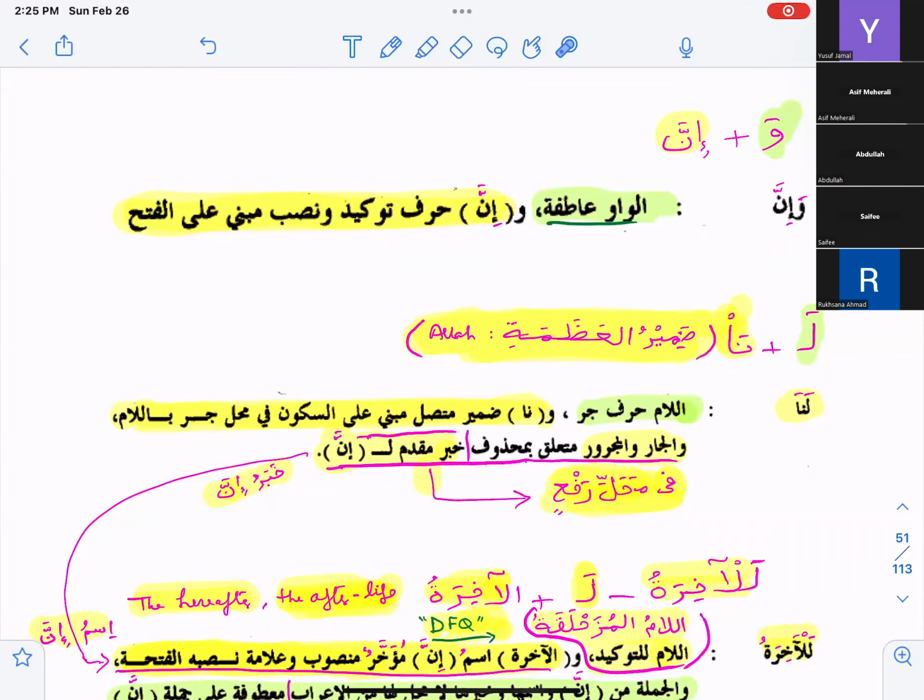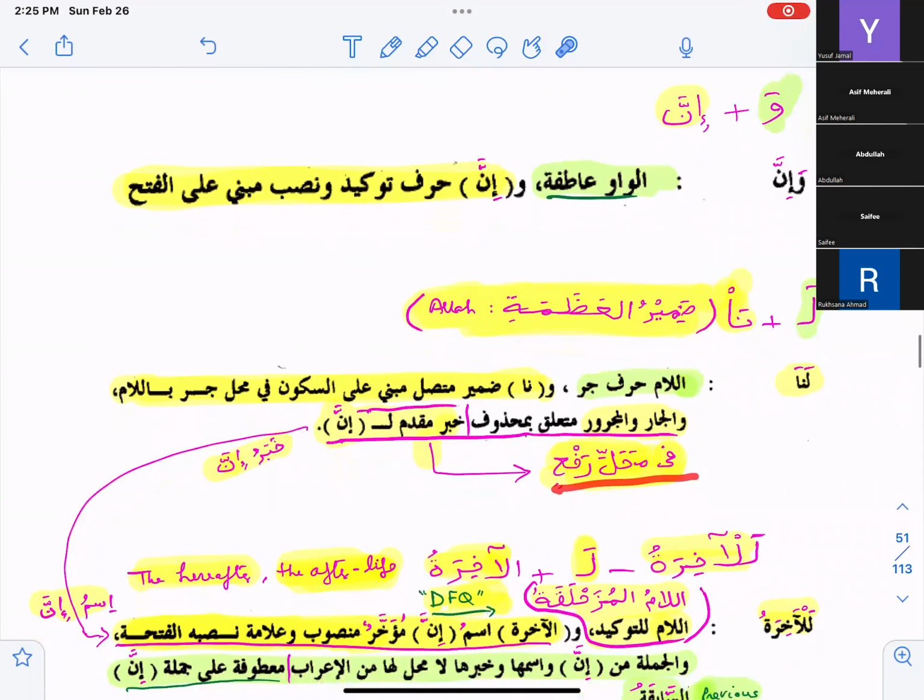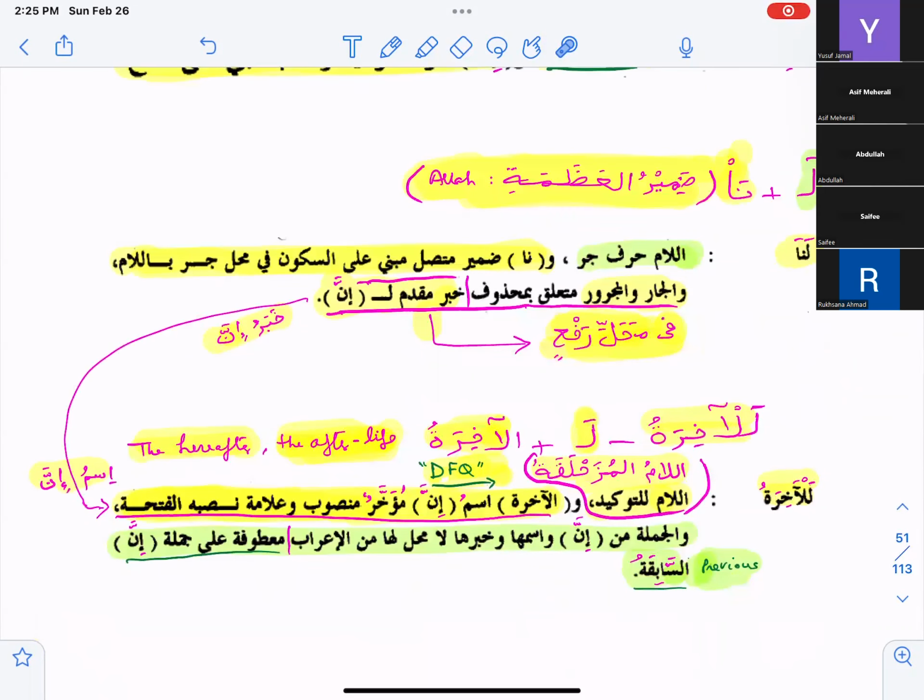can be marfu or shibhu jumla, whatever the matter is, you know. Lal akhirati. See, now again here, Fakhruddin Kabawa says, no. Yes, no, not Kabawa.